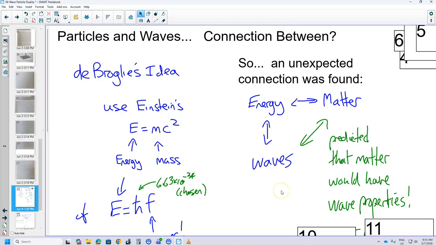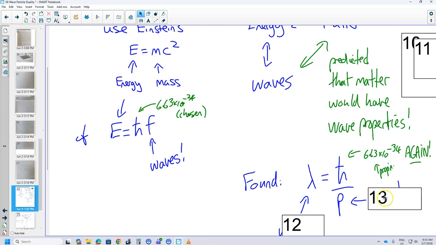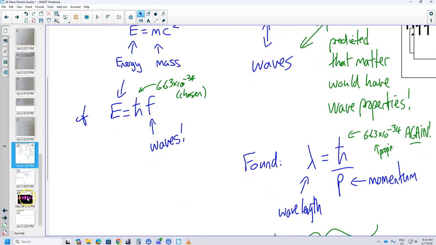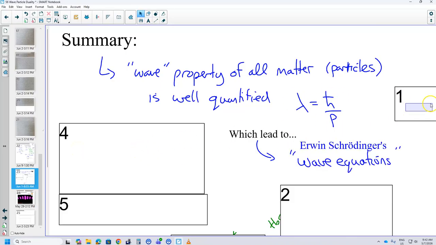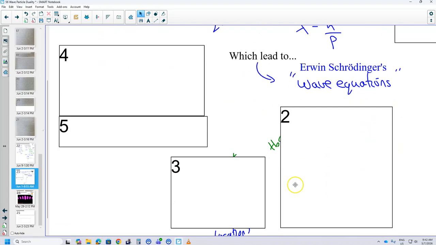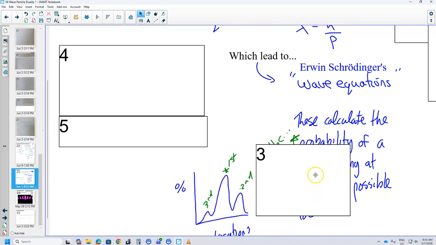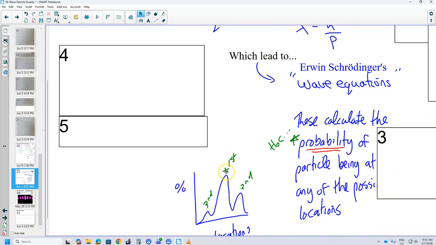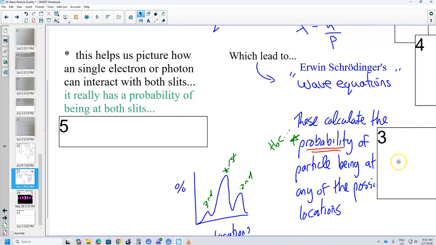So this predicted that matter would have wave properties, and we ended up with the wavelength equals h-bar over momentum equation that we'd already seen, right? So in summary, the wave property of all matter is quantified by this equation, which led to Schrodinger's wave equations. These calculate the probability of a particle being at any given spot. So it's most probably to be found here, or the three-dimensional picture that we saw earlier is kind of nicer.